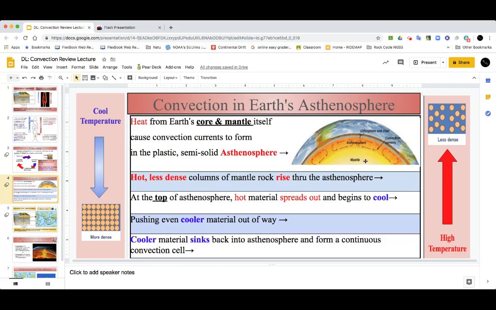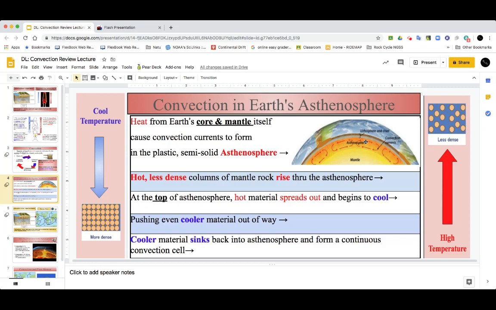And it's also coming from the mantle itself. Remember, the temperature of planet Earth, as we dig further into it from the surface, just increases. Very, very hot. The center of planet Earth, the core, is about as hot as the surface of the sun, about 10,000 degrees Fahrenheit. So it is hot. So we have heat from Earth's core and mantle causing convection currents to occur in this semi-solid asthenosphere. Now, these are very, very slow moving, because we're talking about rock here. We're not talking about liquid. We're talking about semi-solid rock moving ever so slowly.